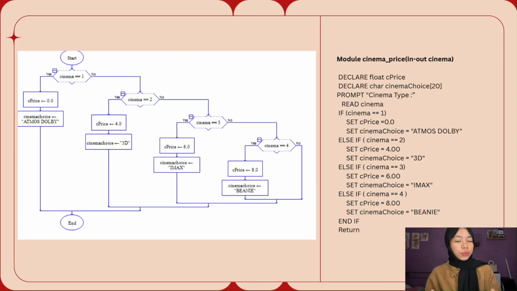This module is used to determine cinema price based on the user's choice. The program will ask the user to enter the cinema type number. Then it will check the number and set the correct extra prices and cinema name. So overall, this module assigns the correct extra cost and cinema type.